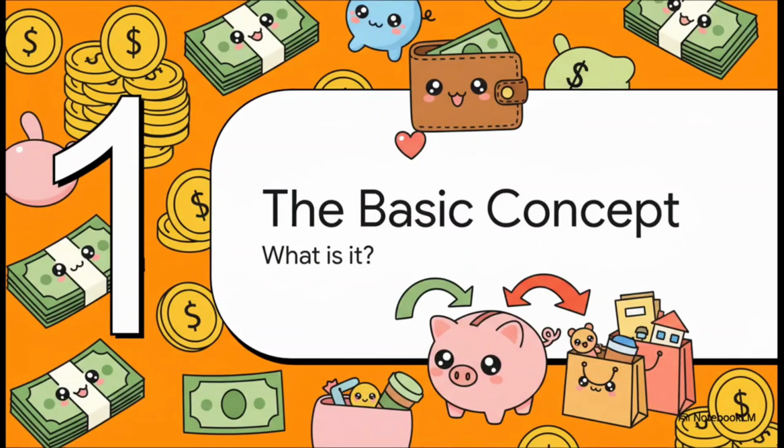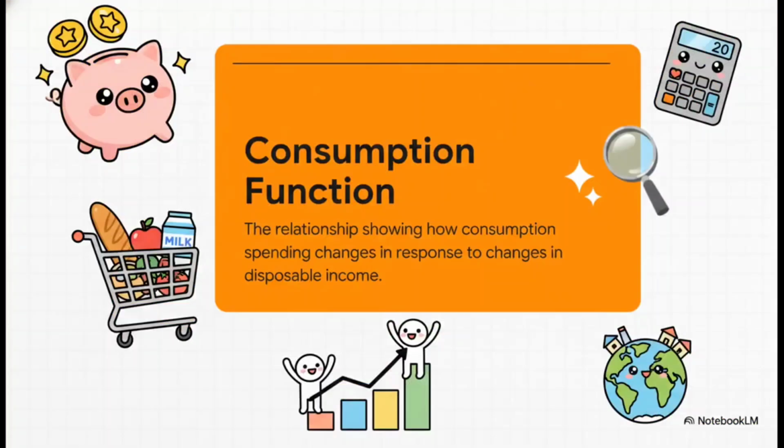All right, let's kick things off with a pretty simple question that has a really powerful answer. What's the connection between the money we earn and the money we actually go out and spend? Well, you guessed it. Economists have a name for that. It's called the consumption function, and it's one of their most fundamental tools for understanding and even trying to predict how we all behave with our money, from a single person to an entire country.